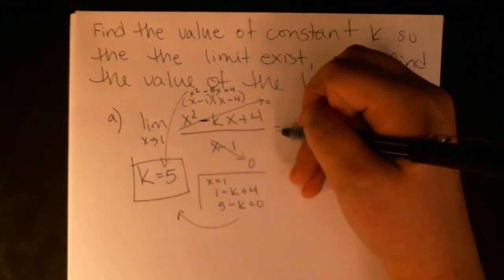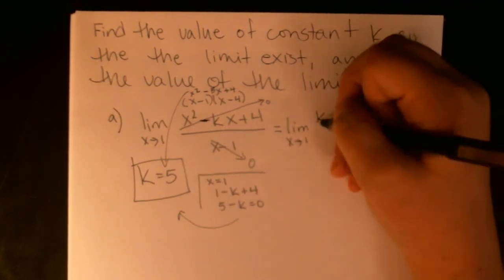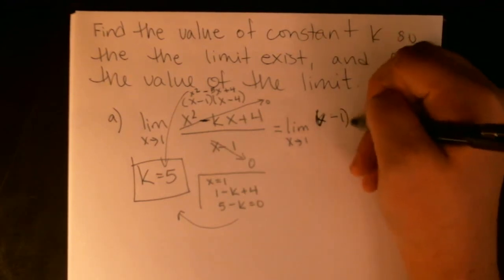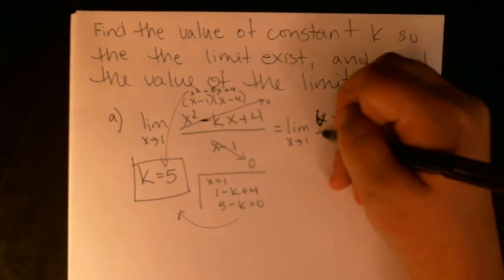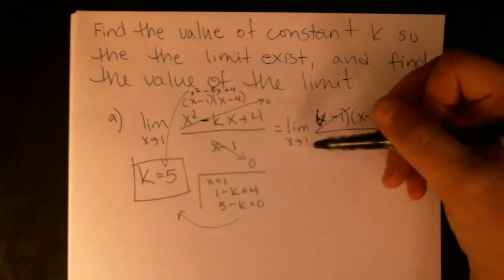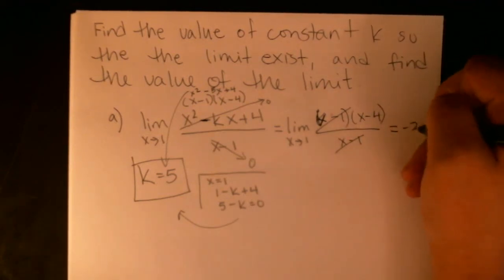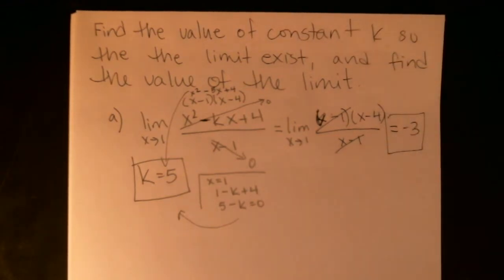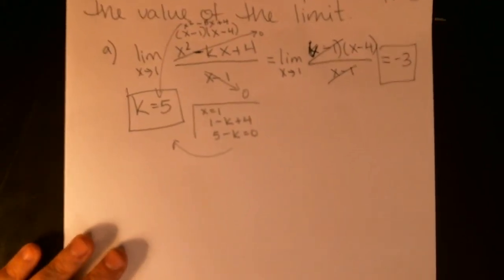In terms of finding the limit, we would want to factor this thing. So we'd say we have x minus 1, x minus 4. We already wrote this up above. And then we can cancel the x minus 1. And as x gets really close to 1, this is going to get close to 1 minus 4, which is a negative 3. So that's the answer to the second part of the question. K has to be 5, in which case the limit will be negative 3. Okay, let me just show you one more.